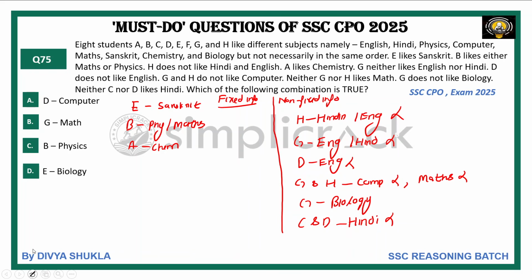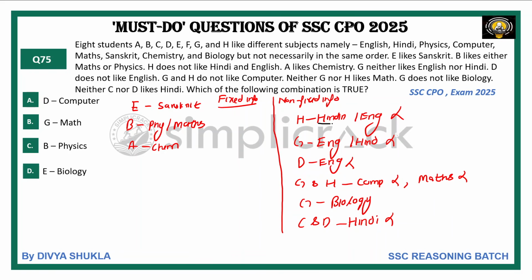Understand, always find that variable. The variable, for example, here is the subject. So always find that subject where you can get maximum elimination. In this case, where can you get maximum elimination? You can see Hindi. Hindi can eliminate a lot of students.